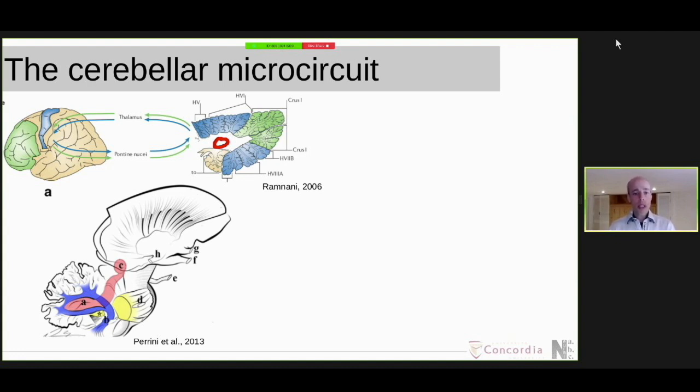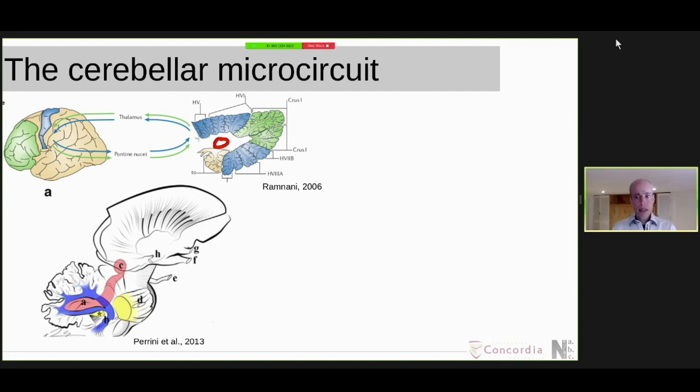So one region, a motor region of the cerebellum, will be projecting to a motor region of the dentate nucleus, which is going to be projecting to a motor region of the cortex, and then eventually that region of the cortex is projecting back to the same region of the cerebellar cortex. This is what we mean by reciprocal loops.